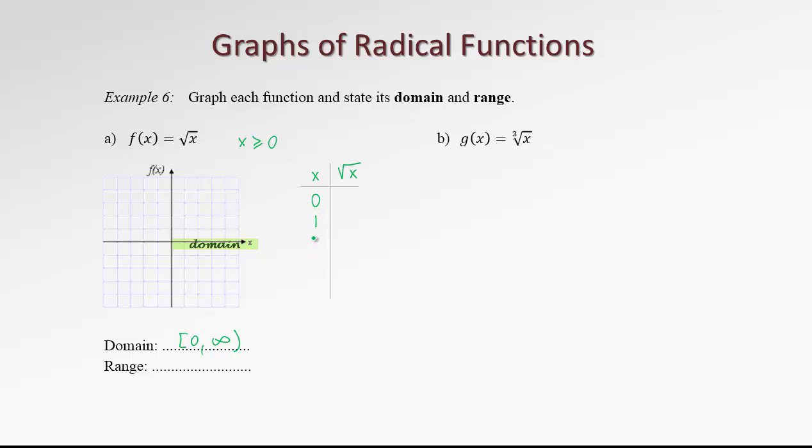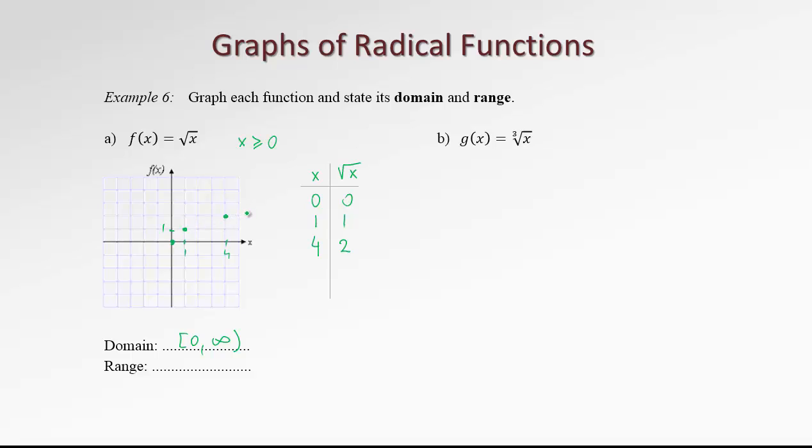So let's pick some higher numbers than 0. For example, 1 and 4. Numbers that are easy to evaluate the root of. Root of 0 is 0, root of 1 is 1, and root of 4 is 2. We're ready to plot them. (0, 0), (1, 1), it's here. Let's mark the scale. And (4, 2). That's the point. And now we are ready to connect.